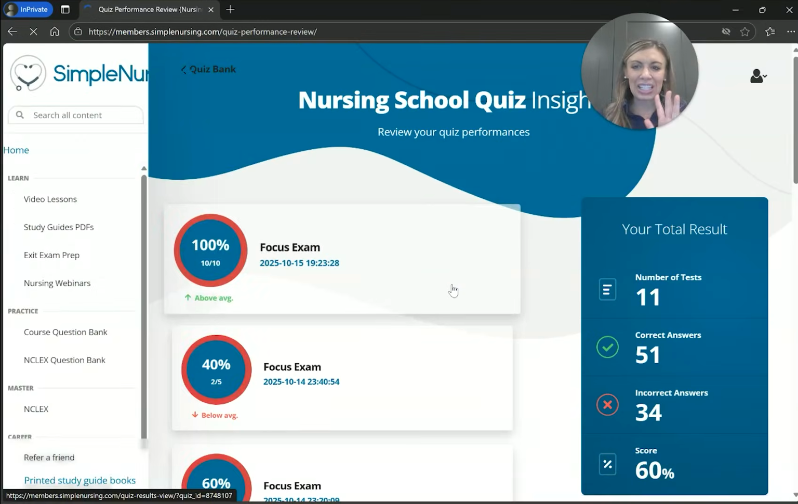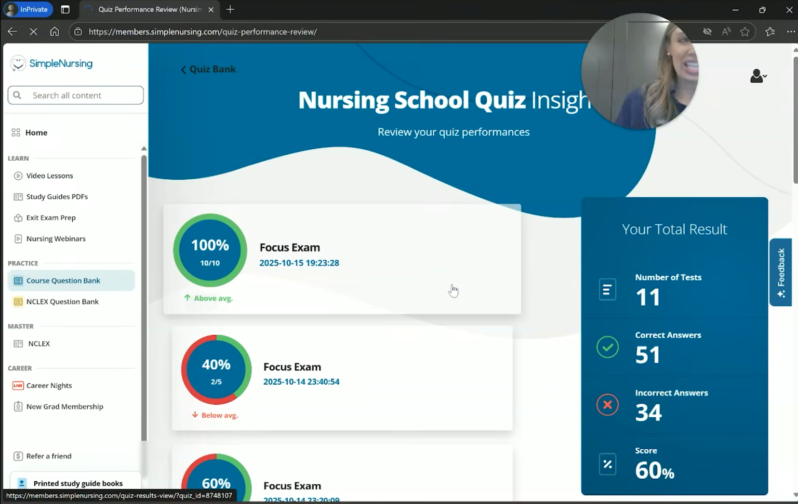And so again, what I love about the Simple Nursing Bank is that we can look through our results, walk through the things that are correct and understand why they're right or why they're incorrect. And it allows you to review those things. That way it sticks with you and you can remember it for your exams.